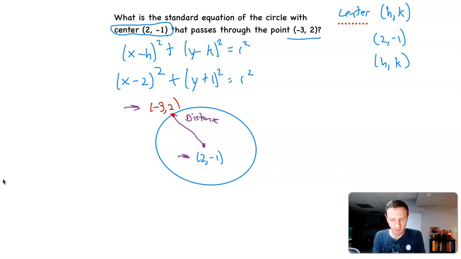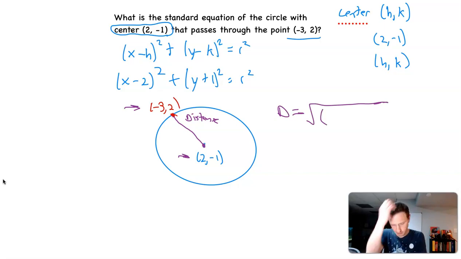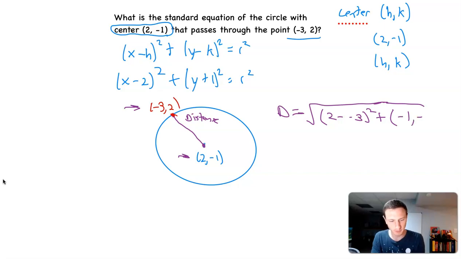So here we go. We're going to plug those values into the distance formula. So the distance is going to equal, and the distance formula is just the difference of your x values squared plus the difference of your y values squared, and then all underneath a square root. I'm not going to write out the whole distance formula. I'm just going to plug in our values. So the difference between our x values is going to be 2 minus -3 squared plus the difference of our y values, -1 minus 2 squared.